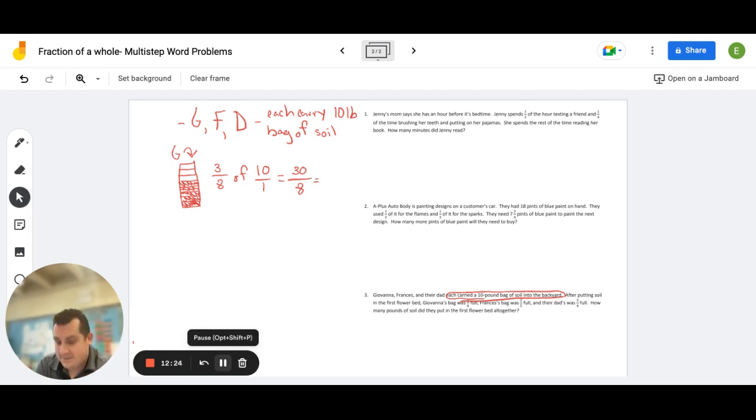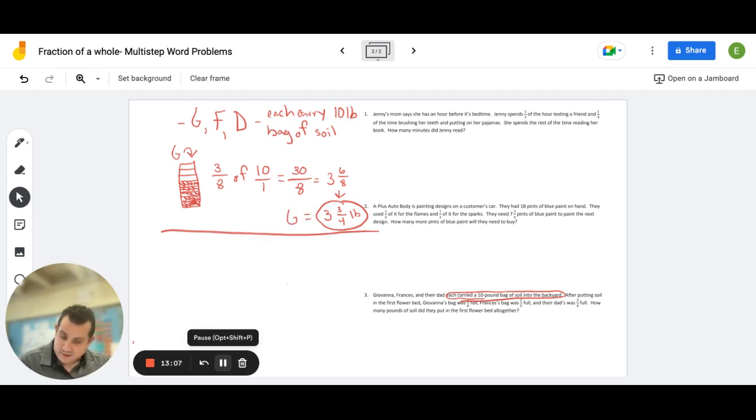Okay, 30/8. 8 goes into 30 how many times without going over? 3. That's 24 with 6 left over 8. So 3 6/8. Sorry, I'm forgetting I'm on the screen. 6/8, they're both even numbers. If the numerator and the denominator are both even, we can cut them both in half, divide by 2. 3/4 of a pound. So Giovanna used 3 3/4 of a pound. Okay, so I'm going to put here G equals.